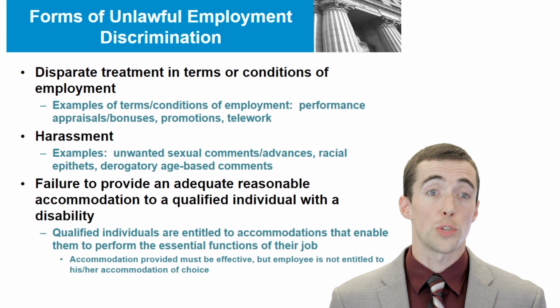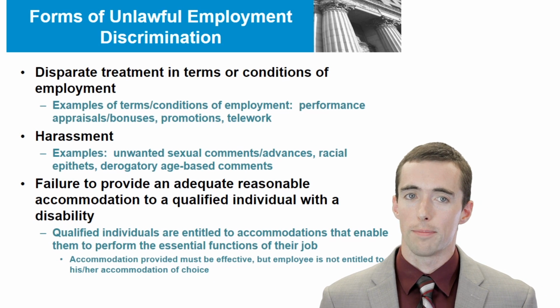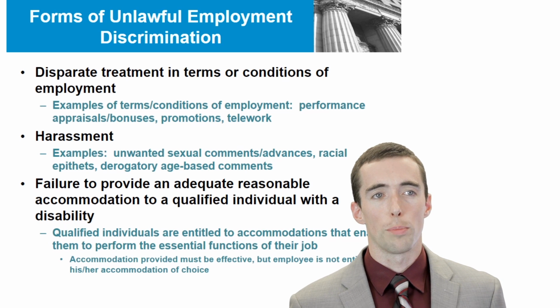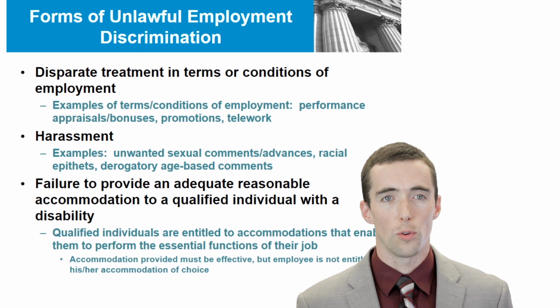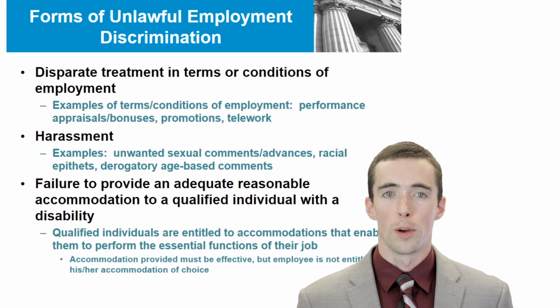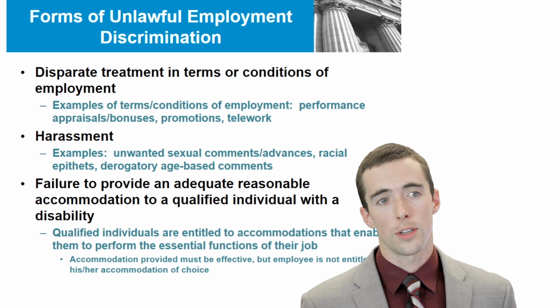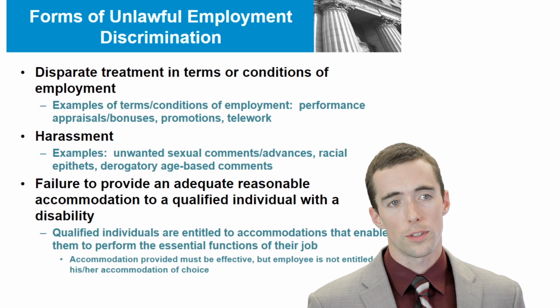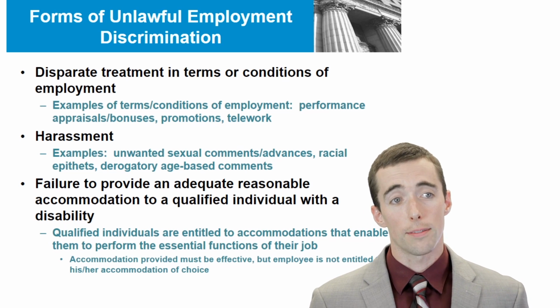Again, it is unlawful to subject an employee to discrimination on any of the bases I just discussed. But what does discrimination look like? I'm now going to go over some of the most common forms of unlawful employment discrimination. One form of unlawful employment discrimination is disparate treatment in terms or conditions of employment. Or in other words, treating an employee differently with respect to any tangible benefit or privilege of employment that an employee receives. Examples of terms or conditions of employment include performance appraisals or bonuses, pay, promotions, telework, and leave.